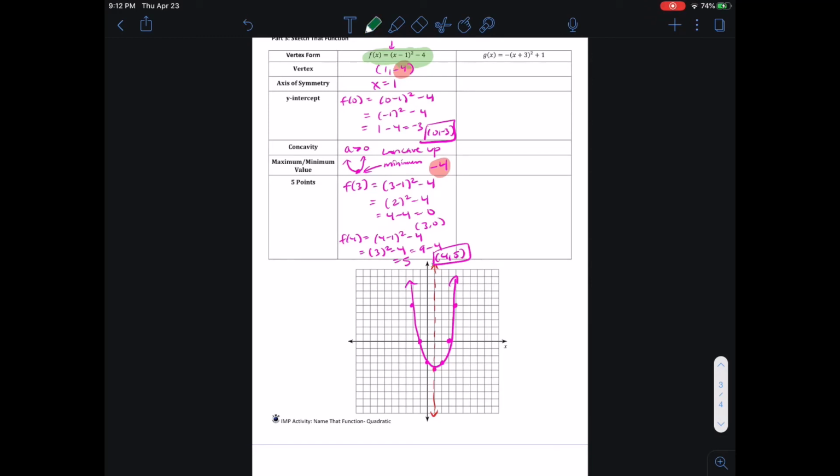All right, so let's see how you did for g of x. Your vertex for g should be -3, +1. That tells me my axis of symmetry is x equals -3, because I know it always goes through the vertex. My y-intercept will be found by plugging in 0. If you plug in 0 carefully, you'll get something like this. And if you simplify this, you'll get -8. So my y-intercept is 0, -8. I know that this is concave down, simply because a is negative.